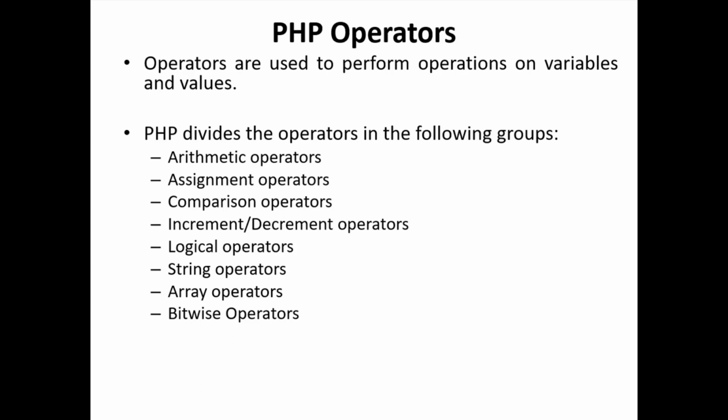Then PHP operators. Operators are used to perform operations on variables and values. PHP divides the operators into the following groups. There are plenty of PHP operators and they are classified into groups. Arithmetic operators, assignment operators, comparison operators, increment decrement operators, logical operators, string operators, array operators, and bitwise operators. So let's discuss all these operators one by one.